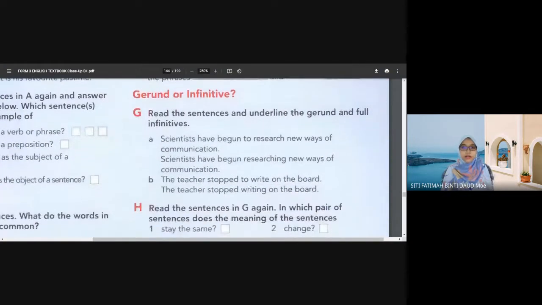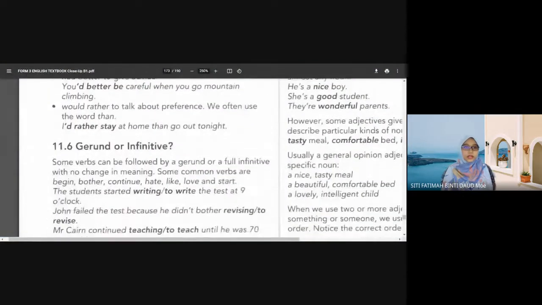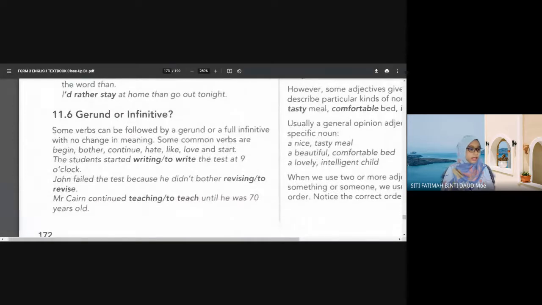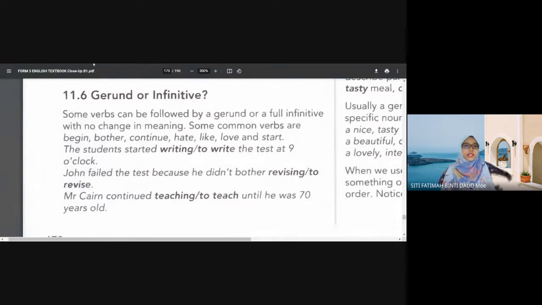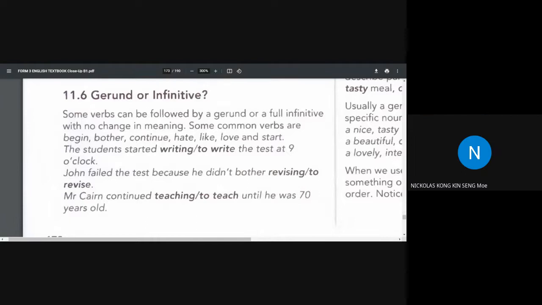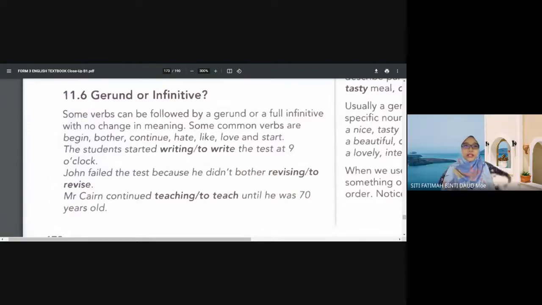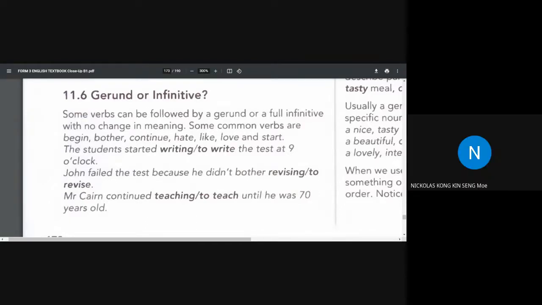So, gerund or infinitive? Okay, go to page 172, the last part. Some verbs, can someone else read this? Any volunteer to read this? Please. I volunteer. All right, thank you, Nicholas. Okay, read this.